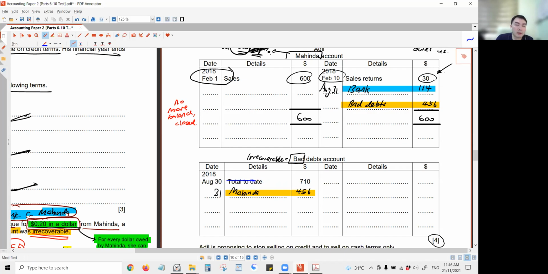It's not the balance BD. This cannot be balance BD because we never do the balancing process to the bad debts account. Bad debts is an expense. We will always do the transferring process. We will never do balancing to it. So we have to do the transferring process here.